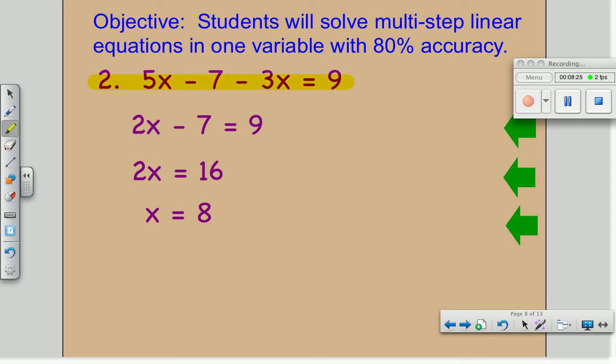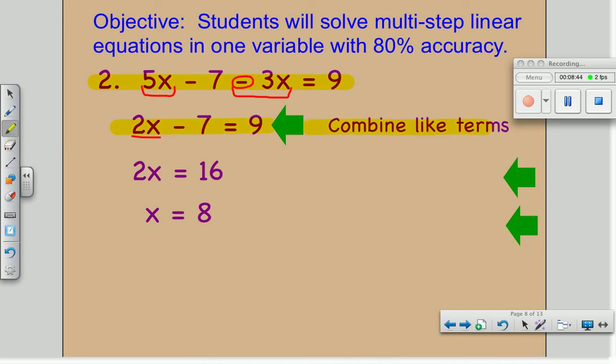So first I'm going to combine my like terms of 5x and 3x. What do I do? Well, what's before the 3x? Subtraction. I subtract. 5x minus 3x is 2x. So combine like terms is your first step. Then what do I do? 2x equals 16. How did I get that? Added 7 to both sides to get rid of the 7. And 9 plus 7 is 16. So that looks right. Add 7 to both sides.